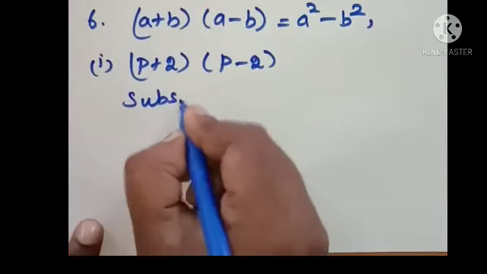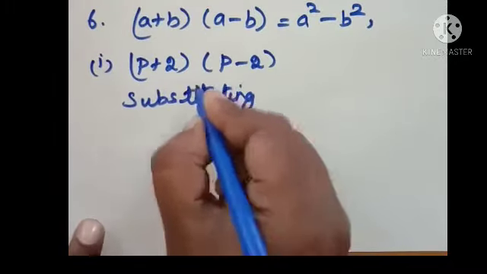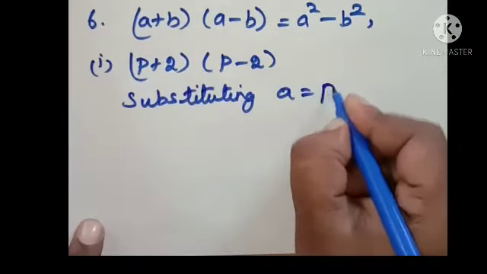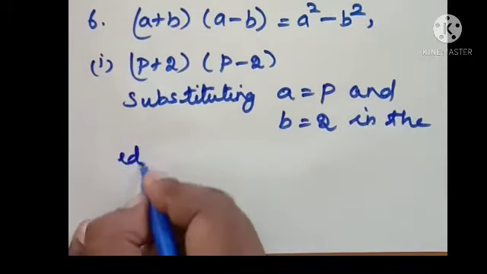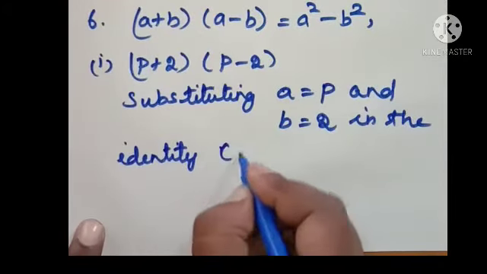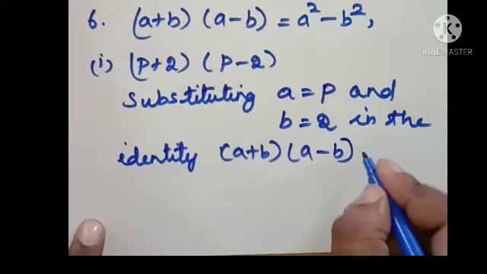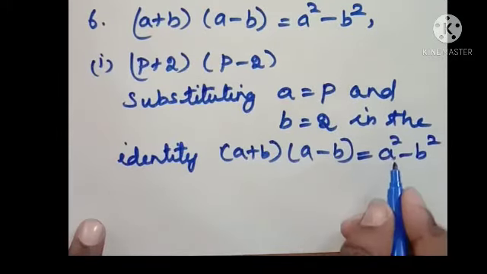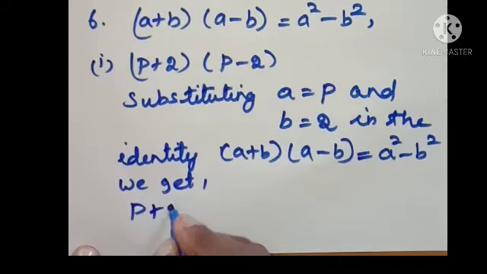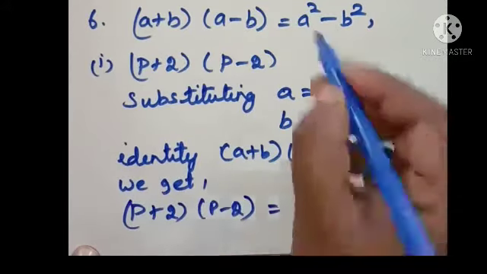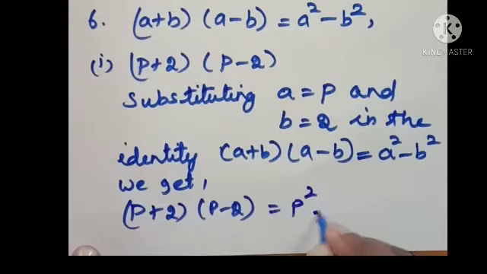Now, substituting a = p and b = 2 in the identity (a + b)(a − b) = a² − b², we get, on the left hand side, (p + 2)(p − 2) is equal to a², that is p², minus b², b is 2, and 2 squared is 4. So we can write it as p² − 2².